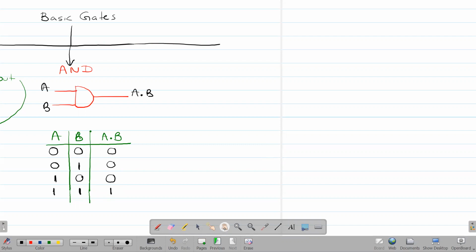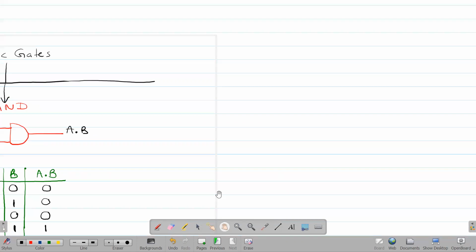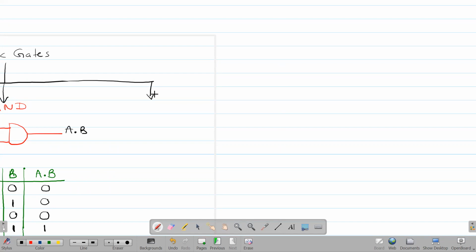Yes, sir. Right. Okay. So the last one we have is the OR gate. The symbol goes like this. So A is here, B is here. The output is indicated as A plus B, which we call a Boolean addition.